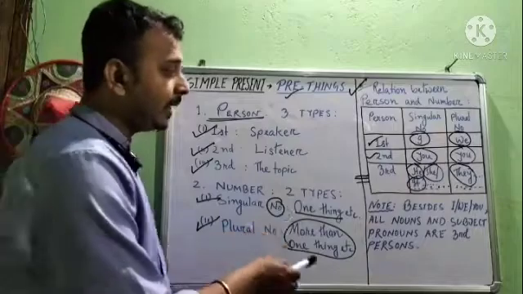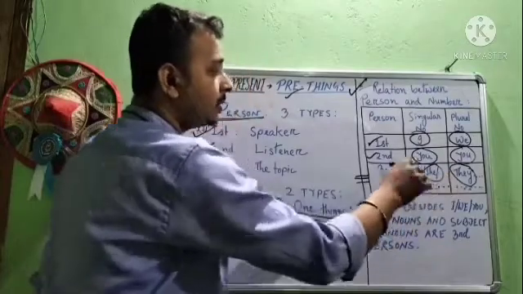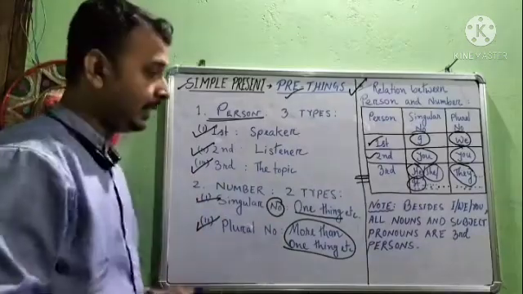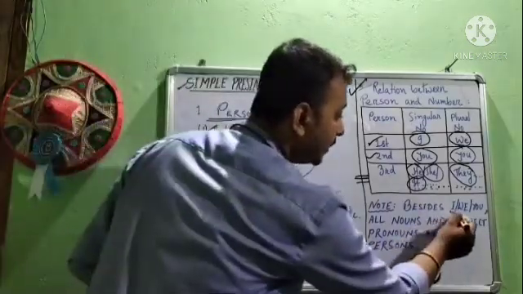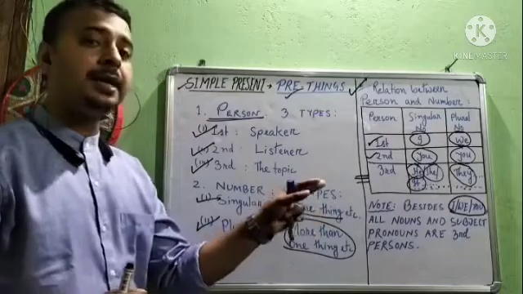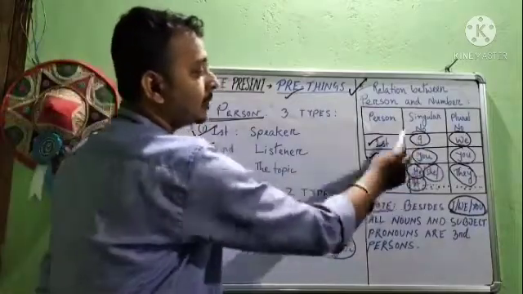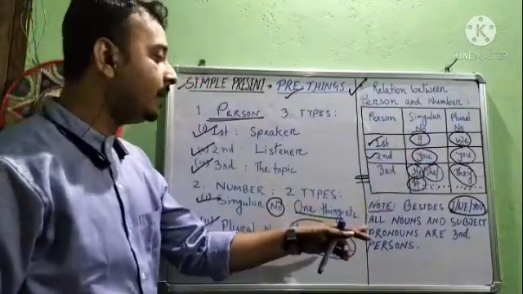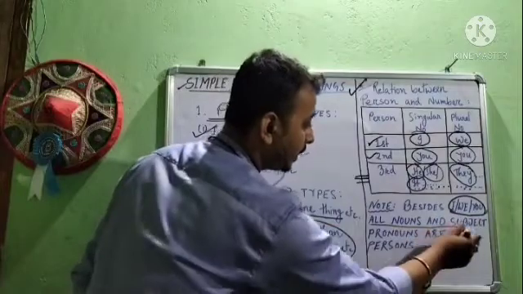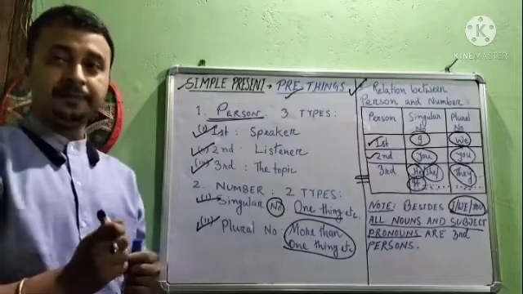And one most important thing, how can you identify that I cannot write everything here on the board, that third person, because third persons are unlimited. So how can we find out third persons? So the basic thing, you must know it. Besides I, we, you remember these three words. Besides I, we, you. That means I, we, and you. These three are not. All nouns and subject pronouns are third persons. Got it? Besides I, we, you, all nouns and subject pronouns are third persons. Okay, got it?